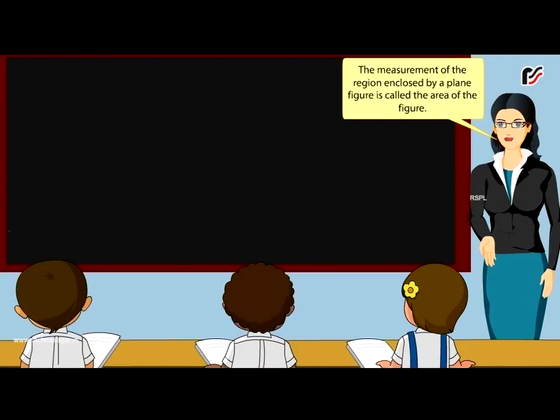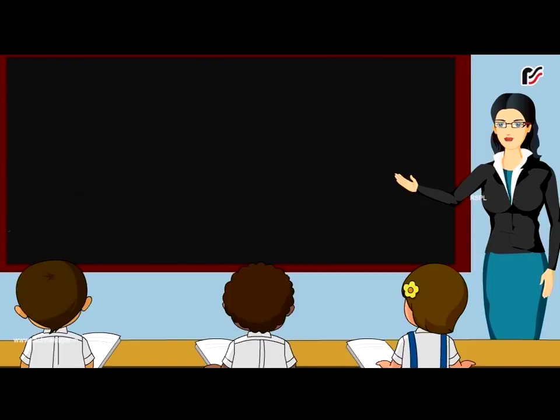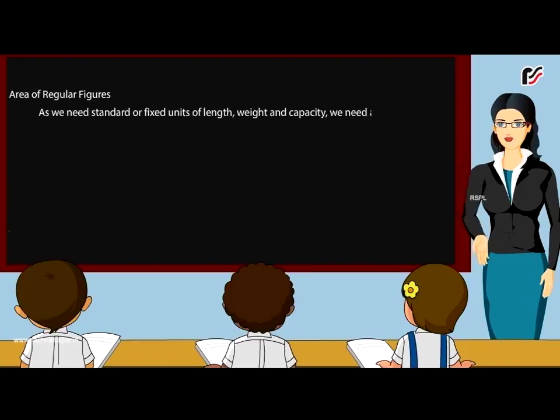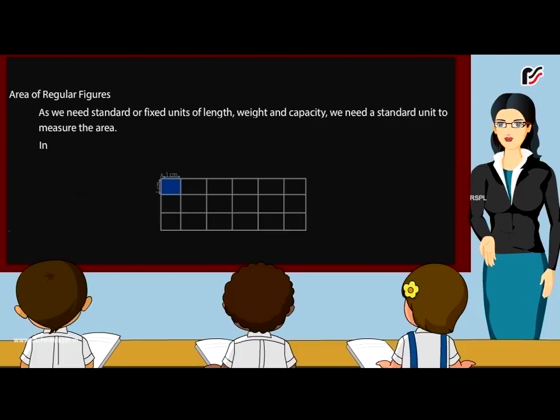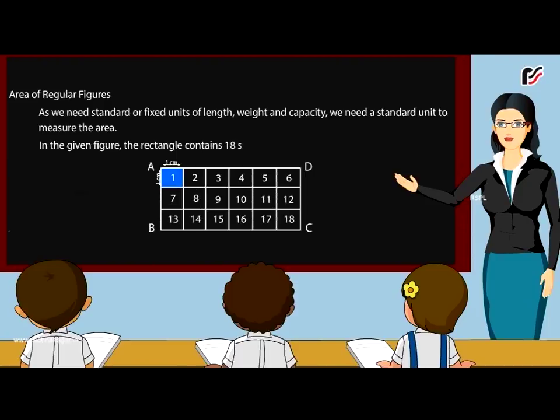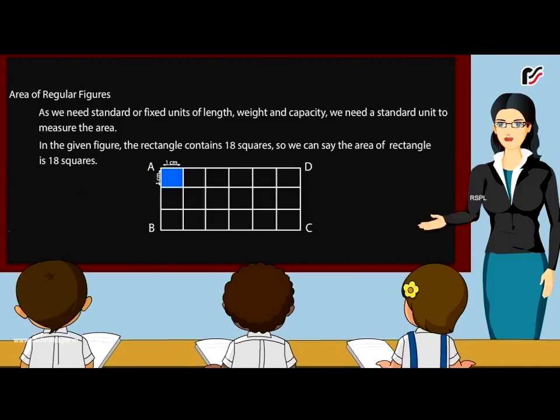Area. The measurement of the region enclosed by a plane figure is called the area of the figure. Area of regular figures. As we need standard or fixed units of length, weight and capacity, we need a standard unit to measure the area. In the given figure, the rectangle contains 18 squares, so we can say the area of rectangle is 18 squares. The area of each square of the square sheet is 1 cm into 1 cm is equal to 1 square centimeter. Thus, the area of rectangle ABCD is equal to 18 square centimeters.